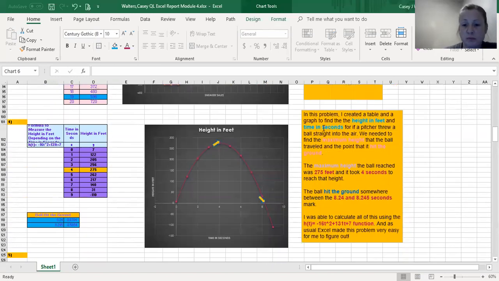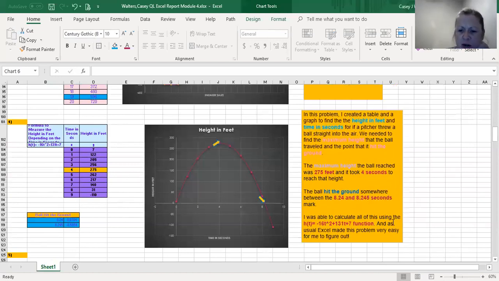Number 4, I created a table and a graph to find the height in feet and time in seconds for if a pitcher threw a ball straight into the air. We needed to find the maximum height that the ball traveled and the point that it hit the ground. The maximum height the ball reached was 275 feet, and it took 4 seconds to reach that height. The ball hit the ground somewhere between the 8.24 and 8.245 seconds mark.